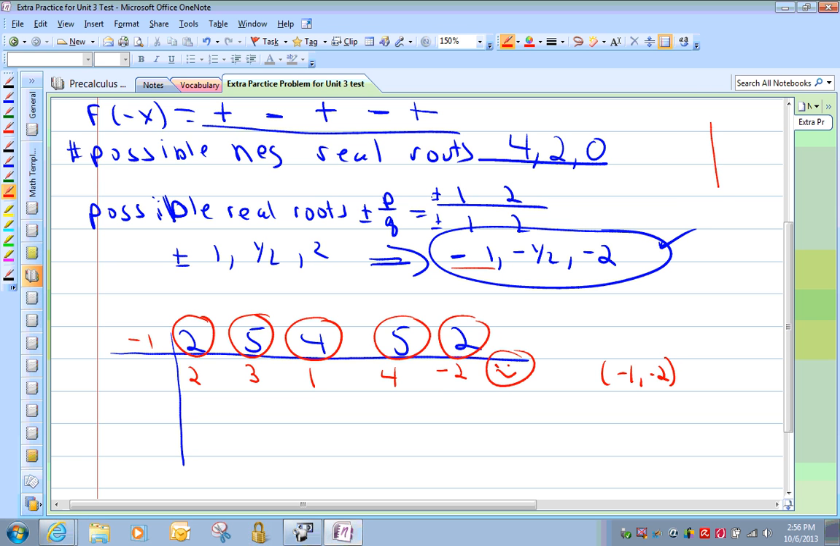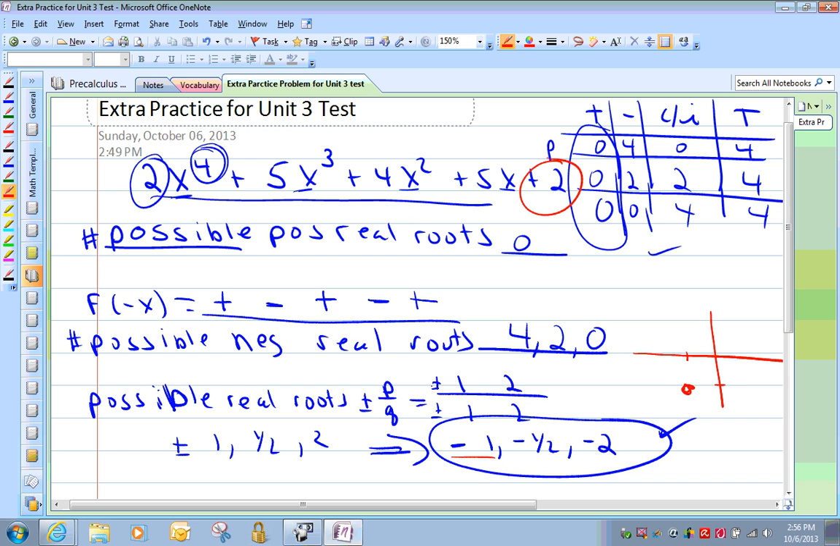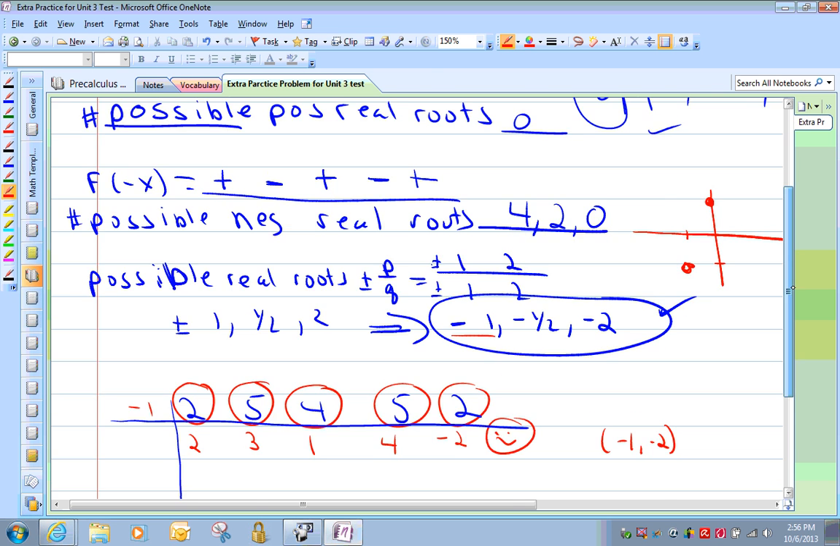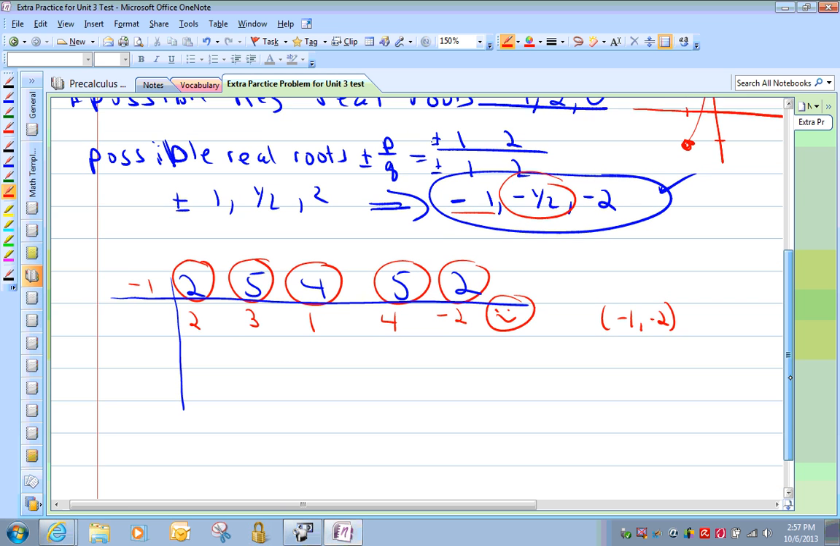I like to make a little sketch because it helps me find my zeros a little quicker. What do I know about this problem? I know I have a point on the graph at 1, -2. I also know I have a y-intercept at +2. So I know I'm going to probably cross somewhere between there. So I'm guessing I'm going to cross at -1/2. So let's try that next.